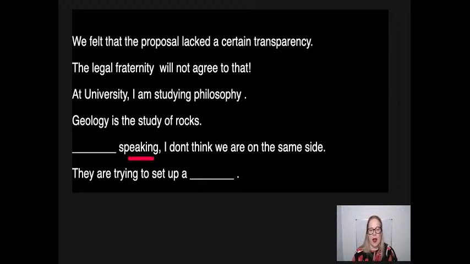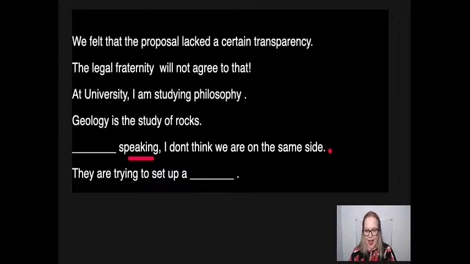Speaking, I don't think we are on the same side. And really listen to how I'm saying these sentences and practice them at home. This lesson is all about pronunciation. Really hone in on these sounds and really get them right.